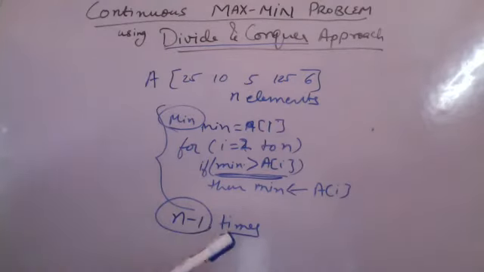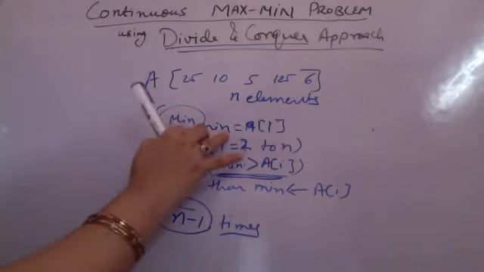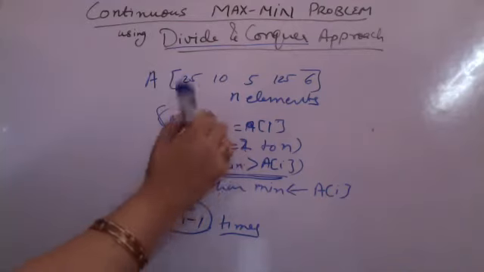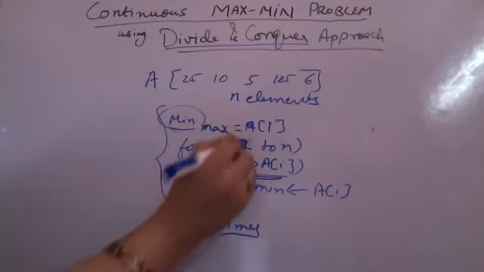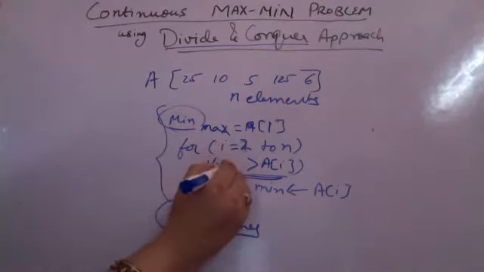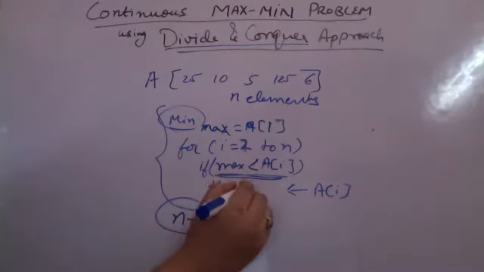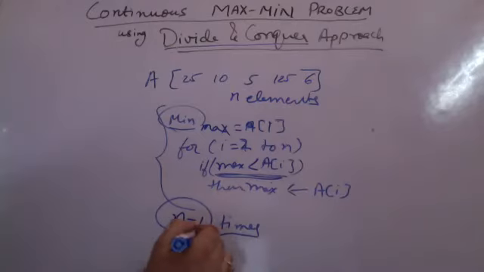Similarly, for finding the maximum, we repeat the same procedure. Instead of finding the minimum, if I have to find the maximum, only the sign will change here, and we can find the maximum in a given list using the same procedure. If max is less than array of i, then change the value of max, and again n minus 1 comparisons are required.